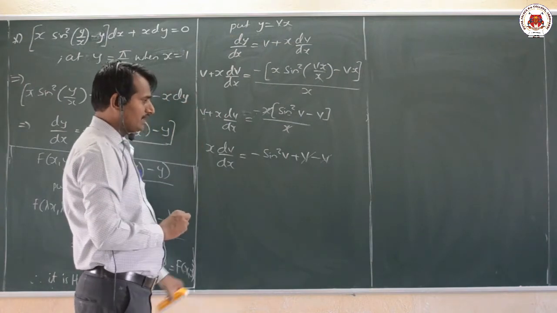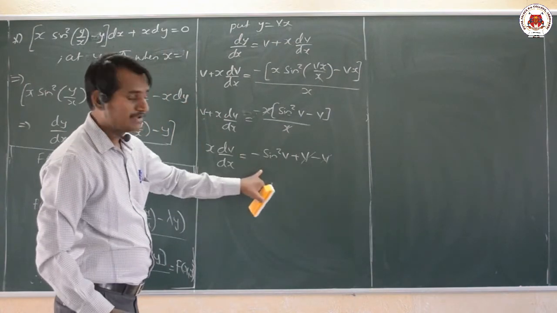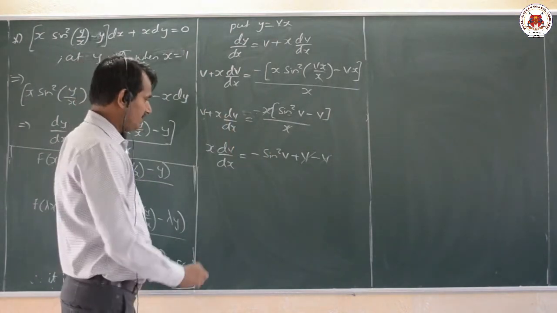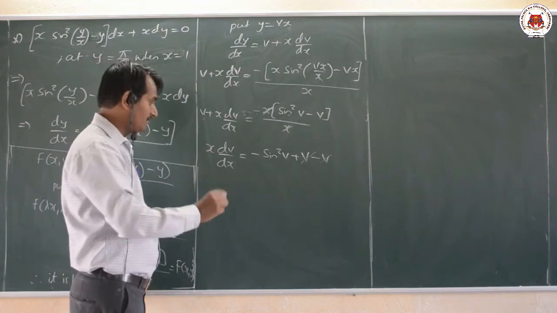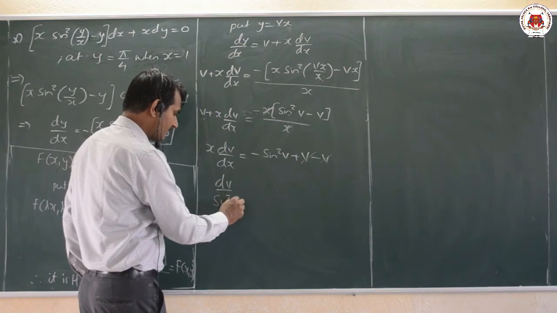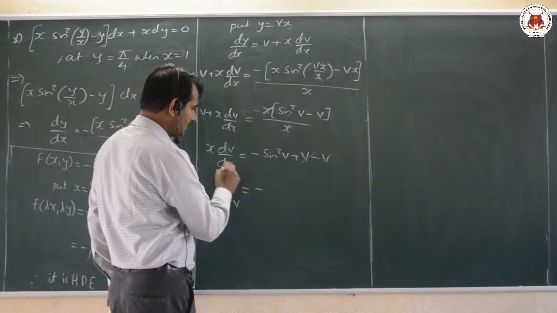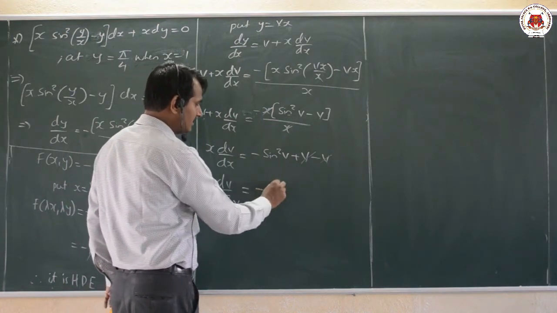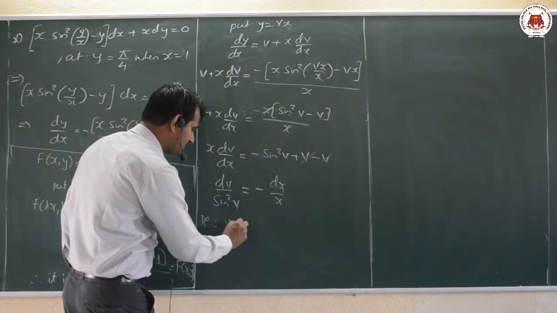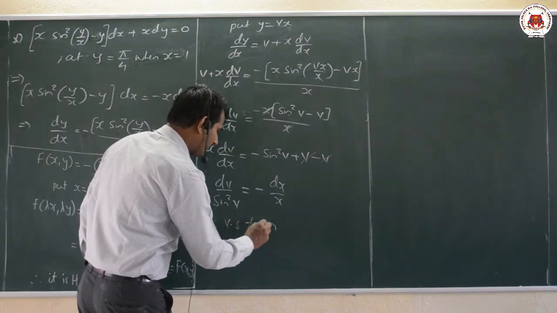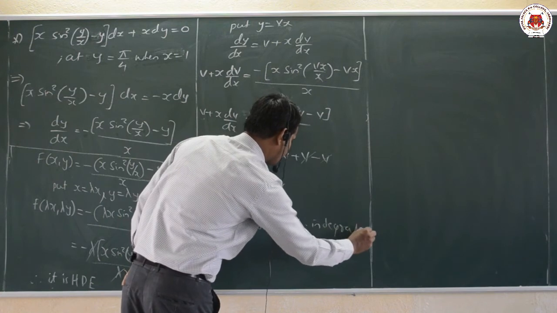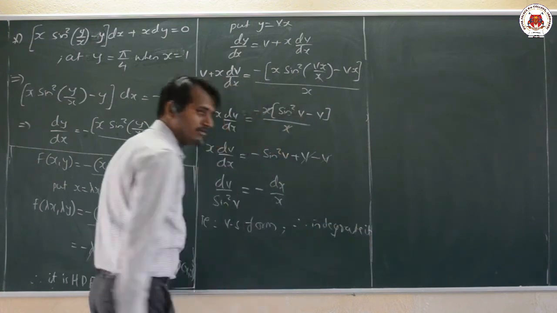Here we can observe that we have only terms in v, so I can easily separate it. That is variable separable form. What we get here is dv by sine square v equal to minus dx divided by x. That is nothing but our variable separable form. Therefore we have to integrate it.